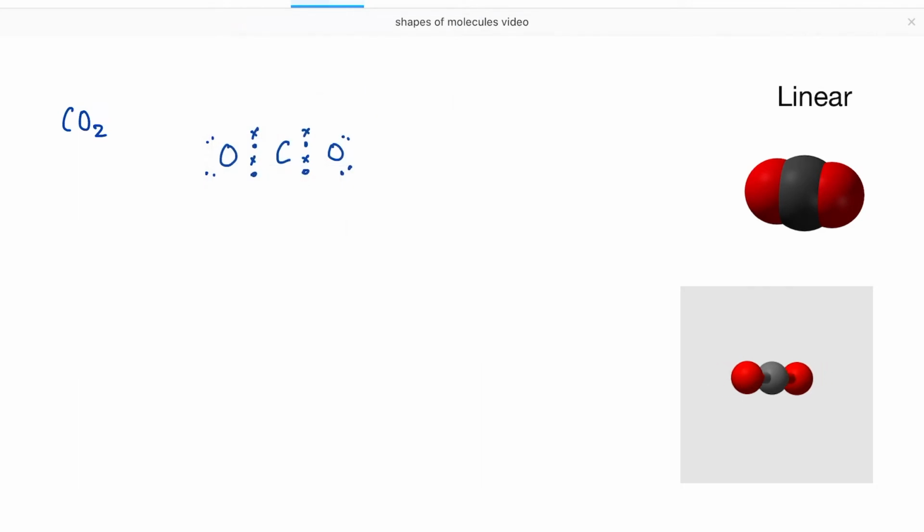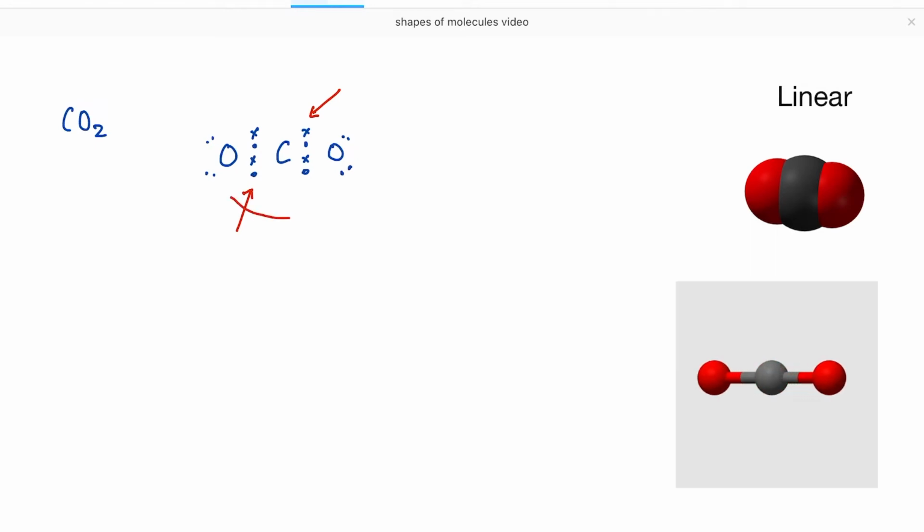Now, around this central carbon atom, I have got 2 regions of electron density. The fact that they're double bonds rather than single bonds is completely irrelevant, because they're in the same 3-dimensional space. Because of that, we can see that the bond angle here around this carbon atom is going to be 180 degrees. So just to be clear, a region of electron density is just that. We are not limiting it to a certain number of electrons.